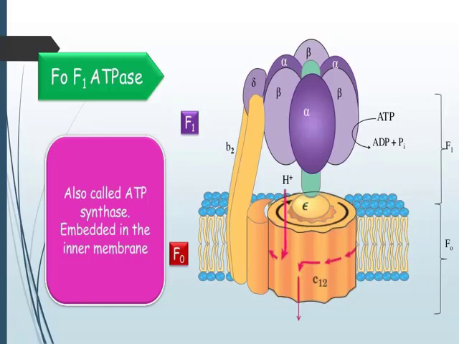And the FO subunit usually spans the whole mitochondrial membrane. Together, the FO and the F1 are connected by a stalk, as you see here. One more major difference between them is that the FO is water insoluble, whereas the F1 subunit is water soluble.